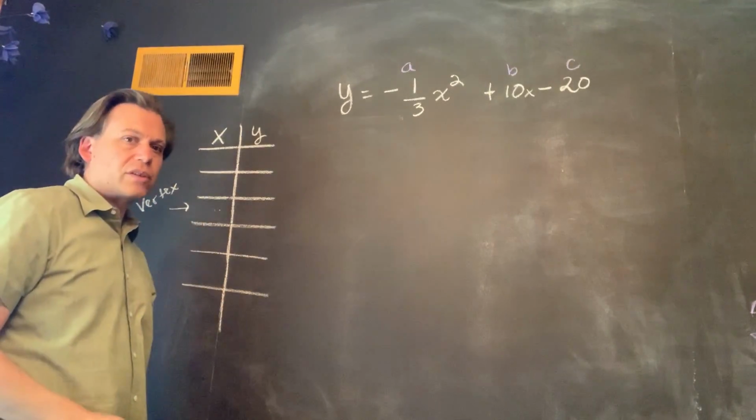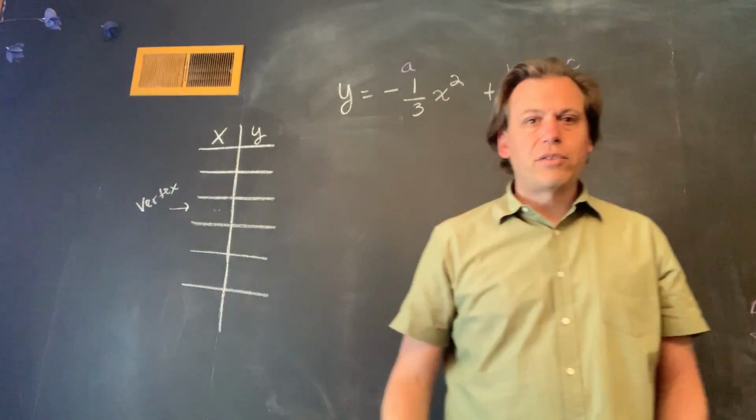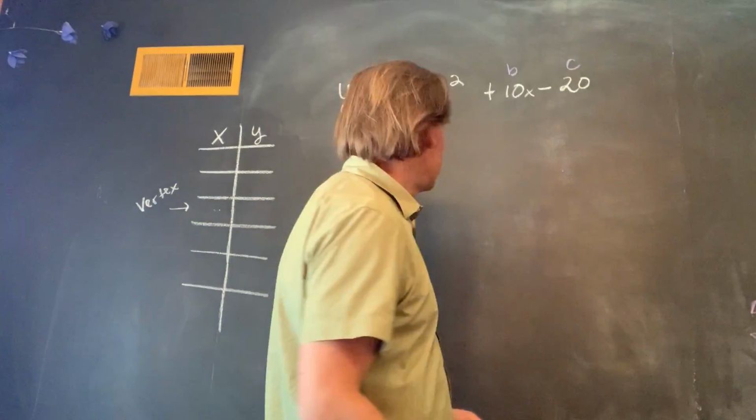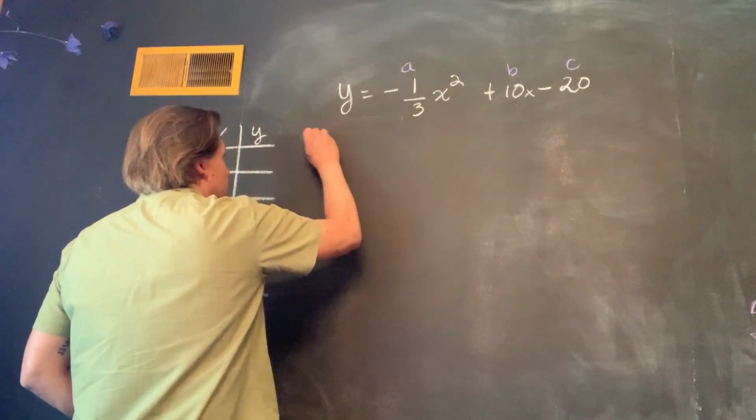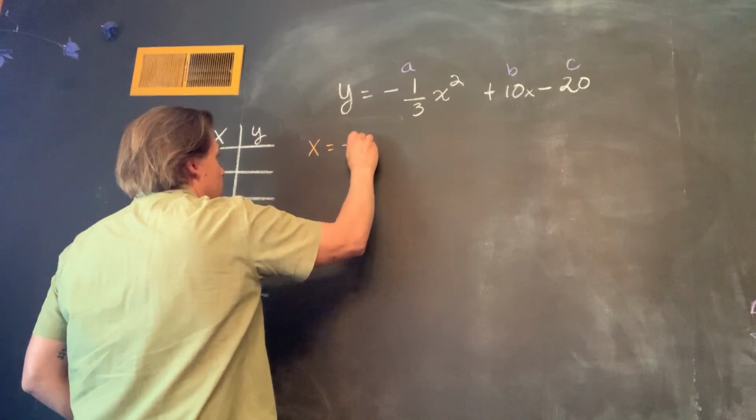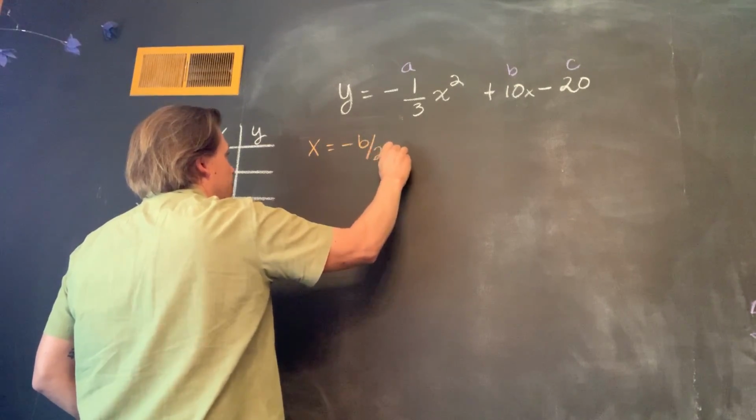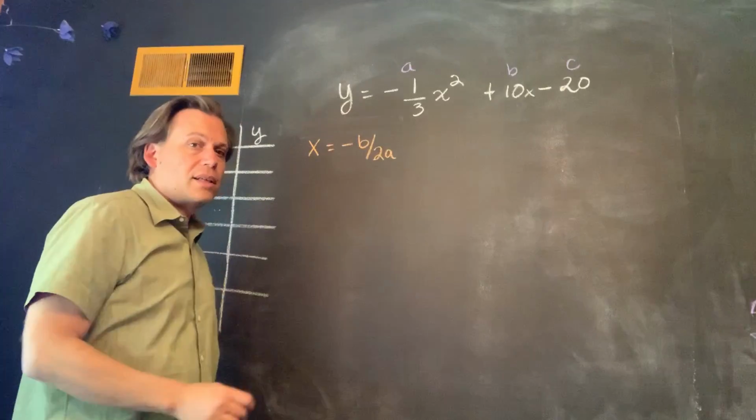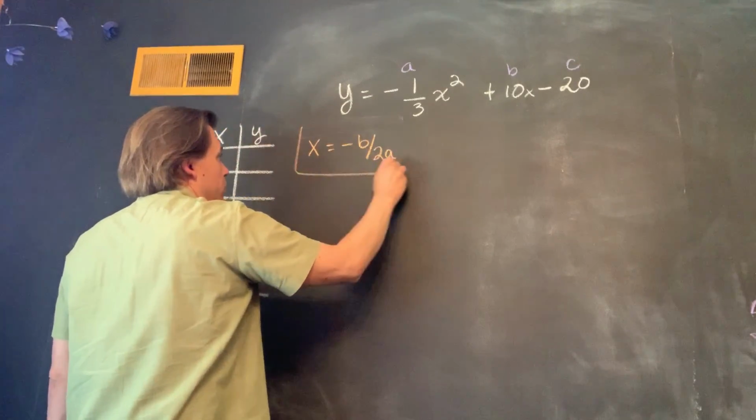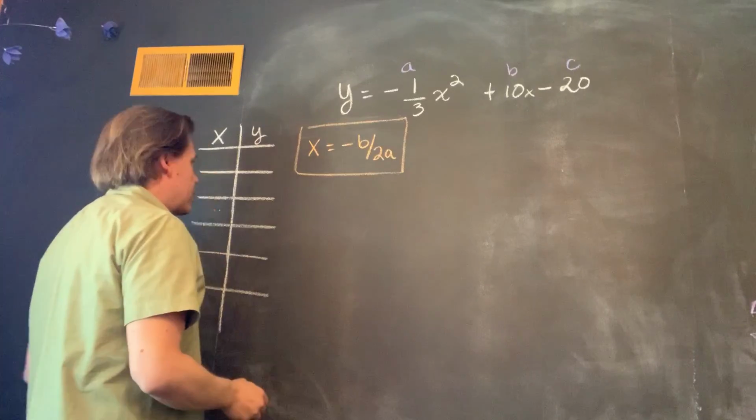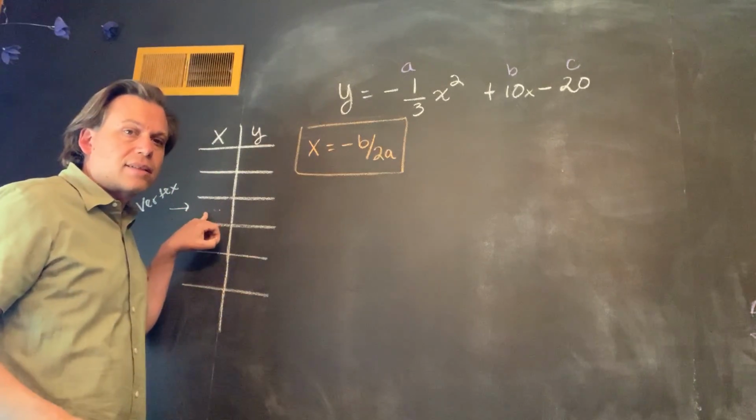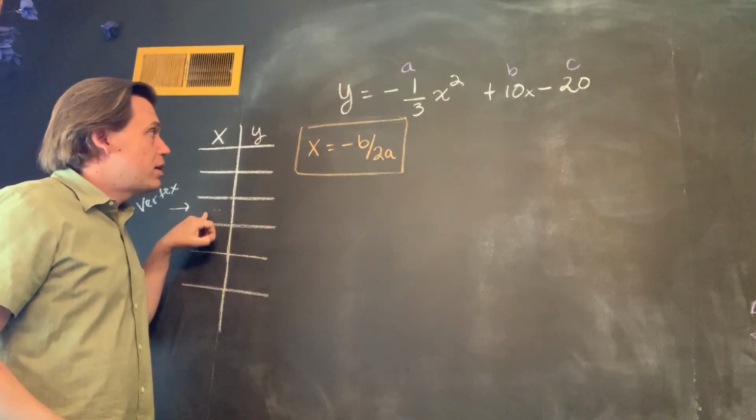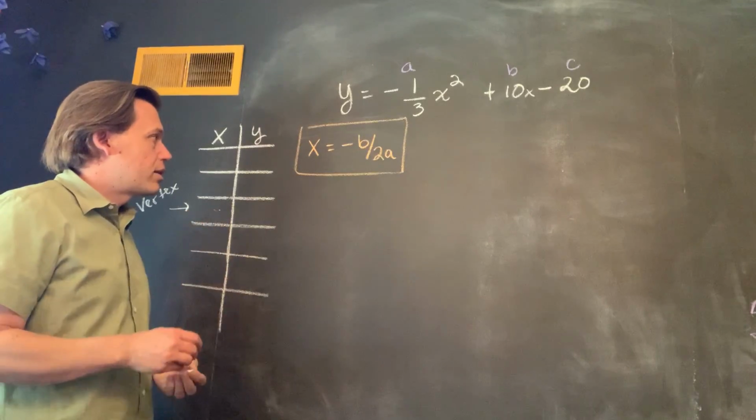So I'm going to look for that point first, the vertex. And how do I look for that point? There's a formula we learned. The formula was negative b over 2a. So a is negative 1/3, b is 10, and c is negative 20. We don't need c for this formula. This is going to give us the x value of our vertex. That's what that formula is going to give us. So I'm going to replace b with 10 and a with negative 1/3 and see what happens.